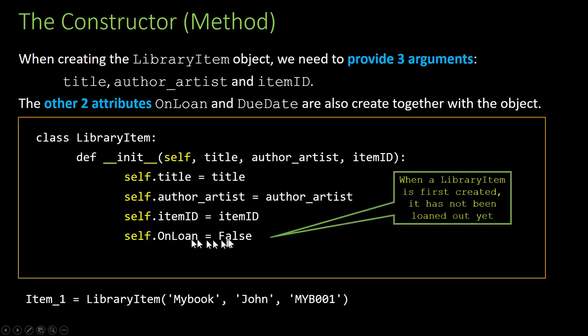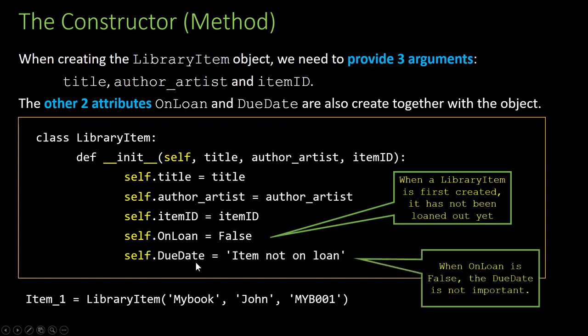So we assign self.onLoan to be false because when we first create the library item object, it has not been loaned out yet. So it is false. And then for the due date, it doesn't matter because if the on loan status is false, then there shouldn't be any due dates. So you can actually put a string there that says item not on loan.